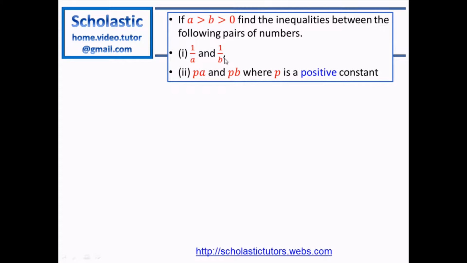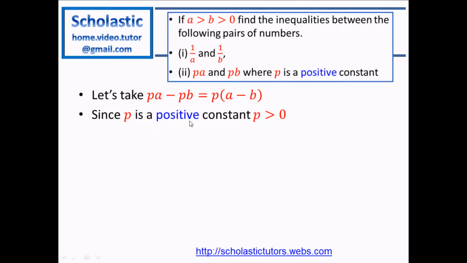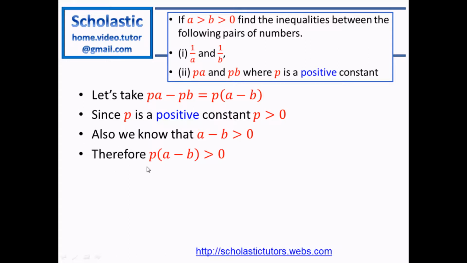And the second one is given here. You have to find out an inequality between pa and pb, where p is a positive constant. Let's take pa minus pb, which is equal to p times a minus b. We take p out as a common factor. Now, since p is a positive constant, p is greater than 0. Also, we found out from the previous section that a minus b is greater than 0. Now we have two factors, p which is greater than 0 and a minus b which is greater than 0. So what we can conclude here is that p times a minus b is greater than 0.